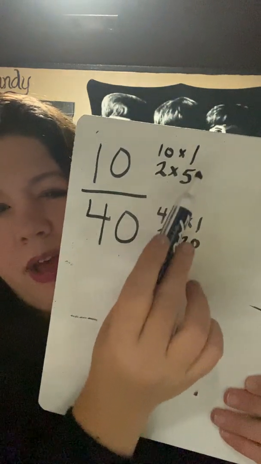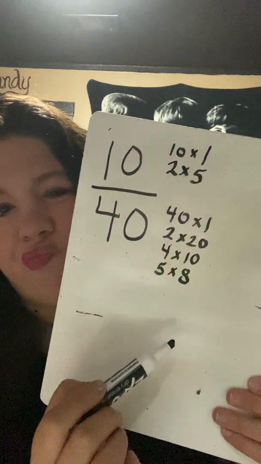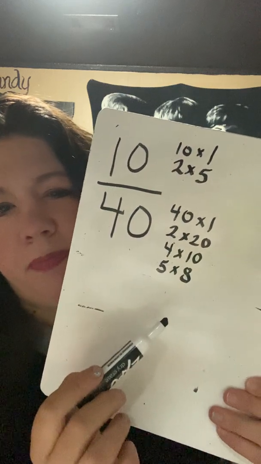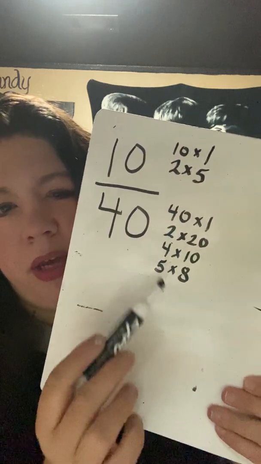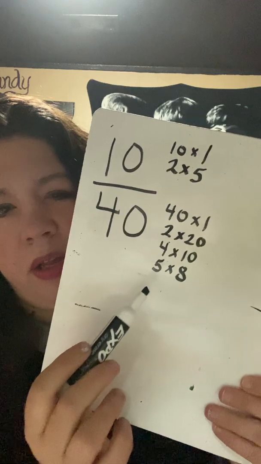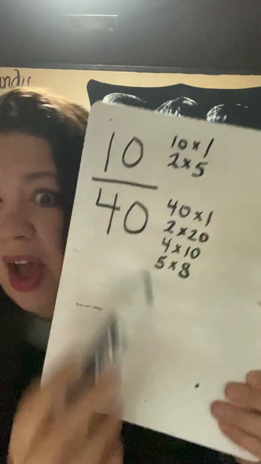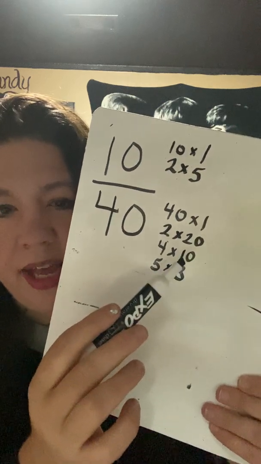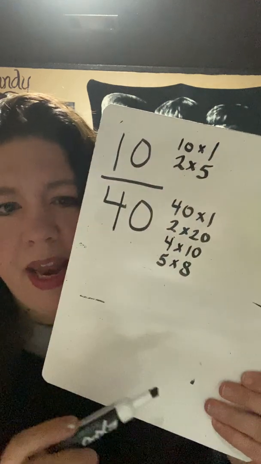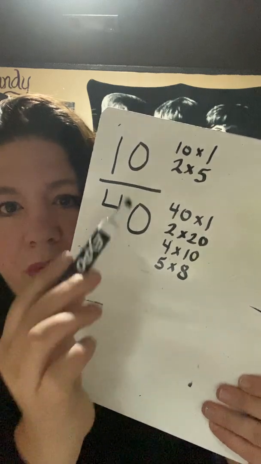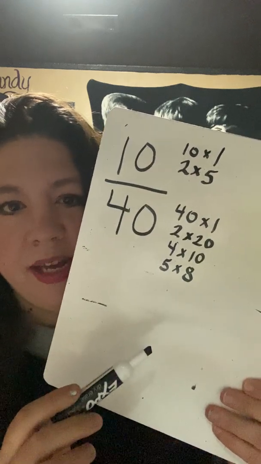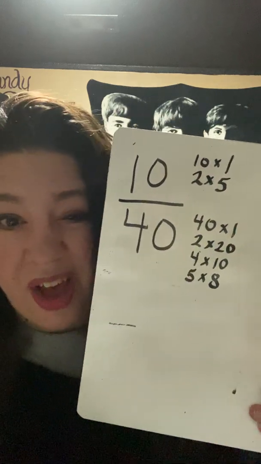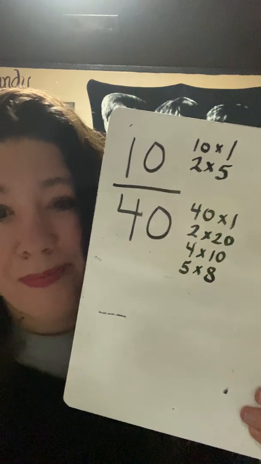Well, there's a 1 up there and a 1 down there. There's a 2 up there and a 2 down there. There's not a 3. There's a 4 down here. There's a 5 right here and a 5 right there. That's pretty big. But wait a minute, there's a 10 right here and a 10 up there. So 10 is divisible by 10 and 40 is divisible by 10. So I'm going to divide both the top and the bottom by 10.